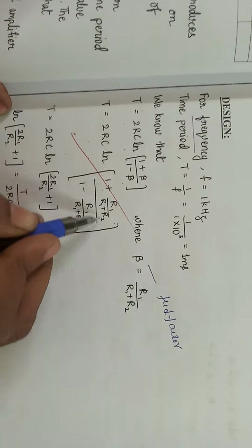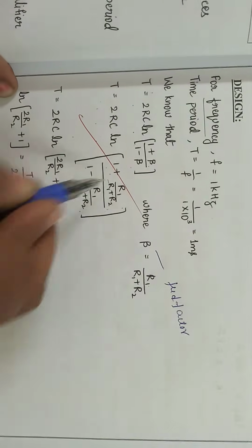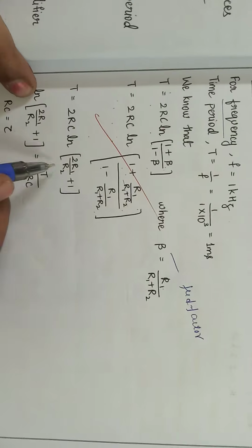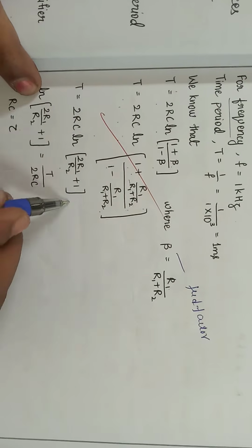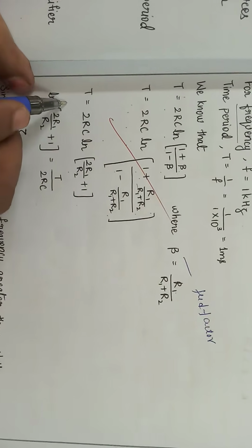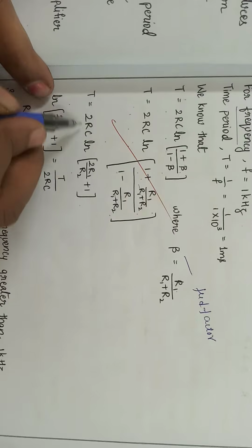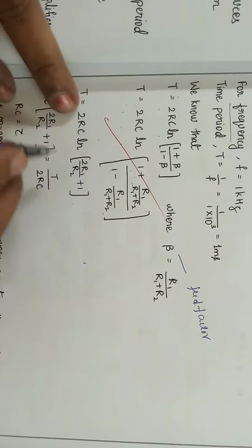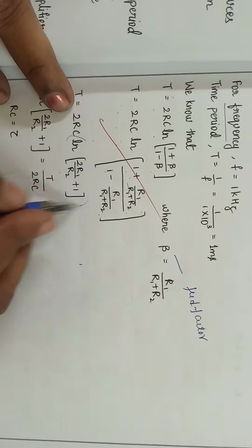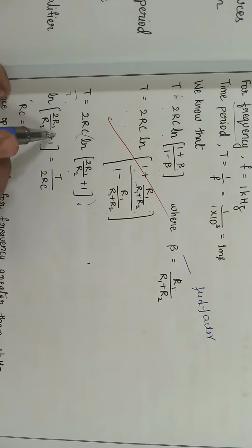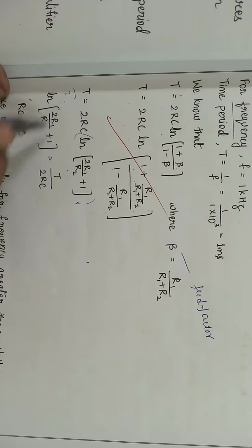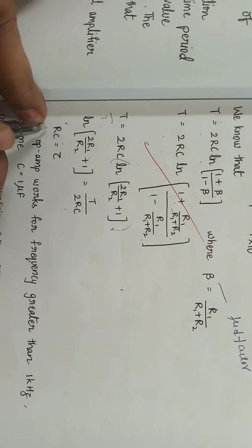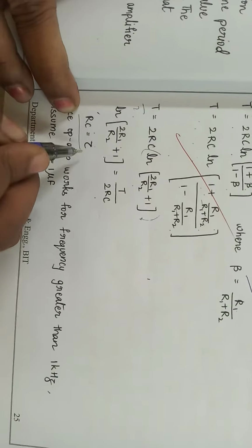Now you can simplify this equation. Take an LCM of R1 plus R2. Those two are cancelled together. After simplifying, we get ln (2 R1 divided by R2 plus 1). We write it as it is in the next step. Now we take T divided by 2 RC, keeping ln (2 R1 divided by R2 plus 1) equal to T divided by 2 RC. Now as per the calculation, I told RC is equal to tau.